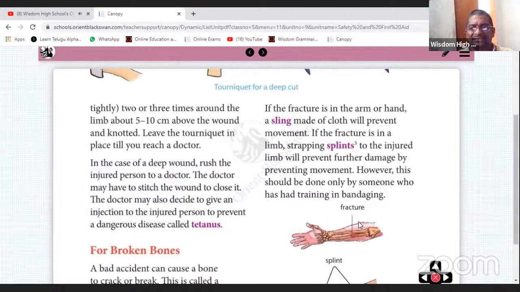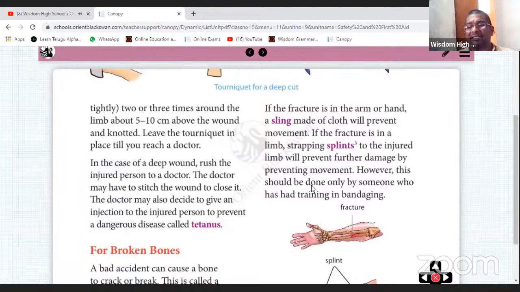Dear children, concentrate here. If a fracture is in the limb, a strong and big splint to the injured limb will prevent further damage by preventing movement. At the time of movement, what happens, it may damage us further. So this gives support to the bone.